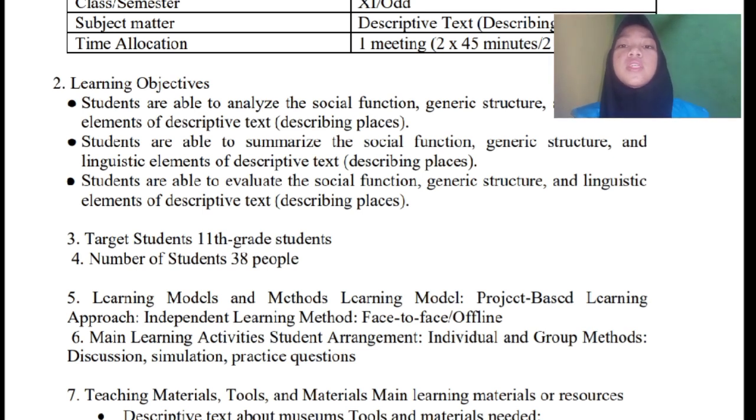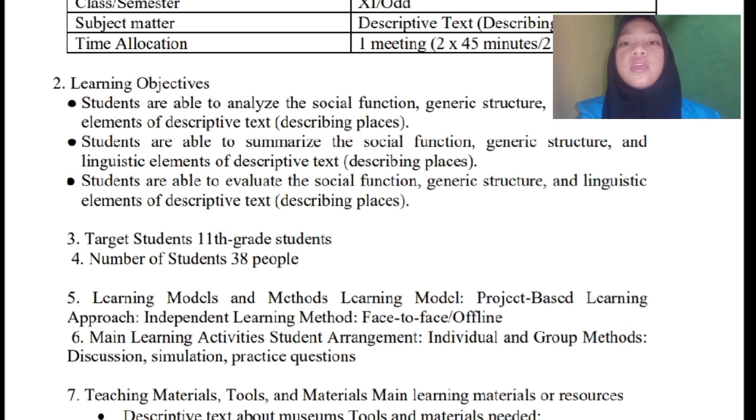So the main goal of this lesson is to help students understand descriptive text better. Students are expected to know the social function, the structure, and the language features of descriptive text. They are also expected to be able to describe a place using their own words.